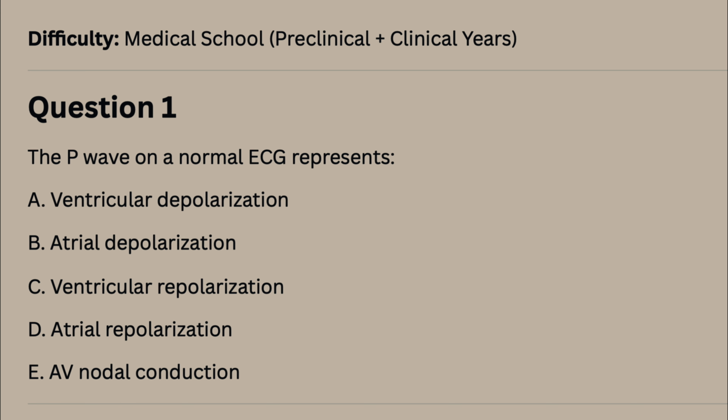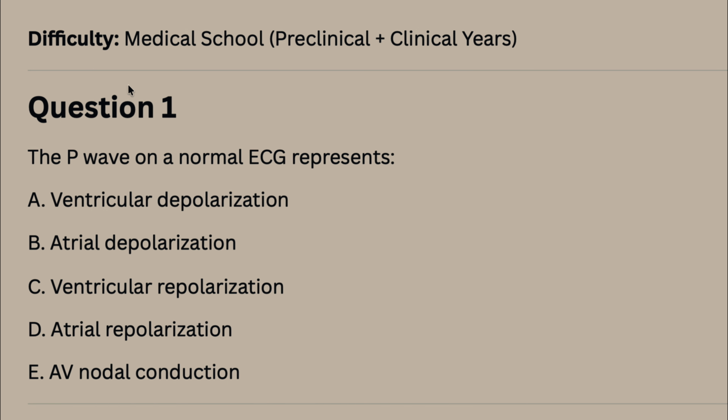The P wave on a normal ECG represents. So what does the P wave on a normal ECG represent? Let's try and solve it together. The key word there is the P wave. Whenever you see the P wave, you should immediately think atria. More specifically, the P wave represents atrial depolarization.